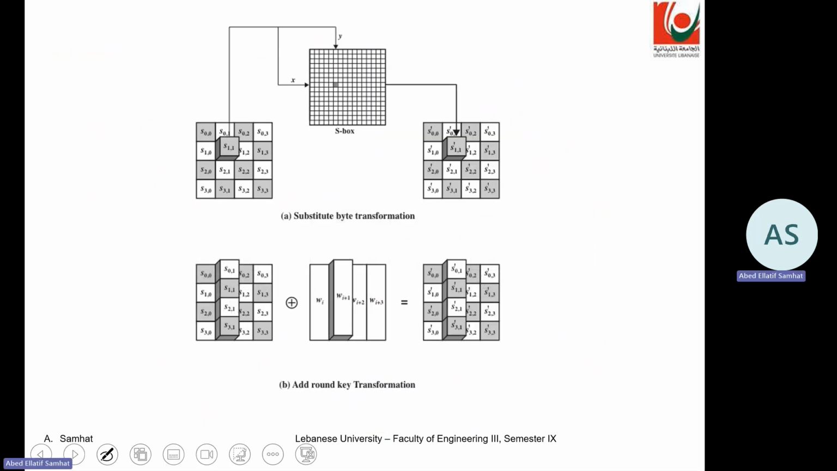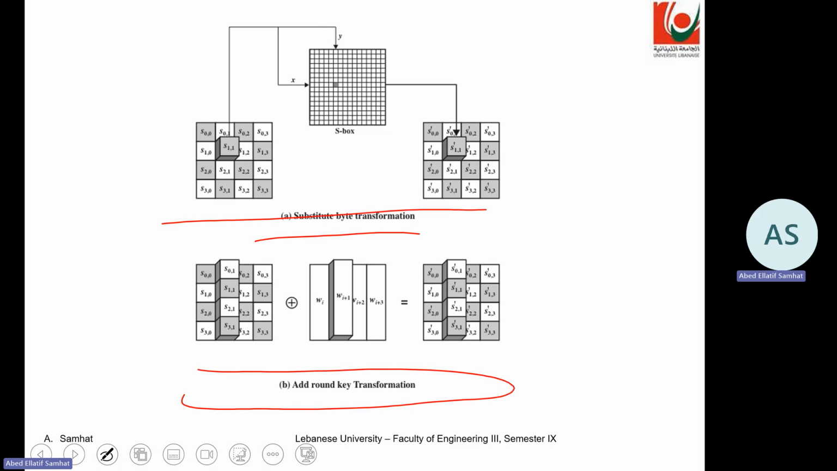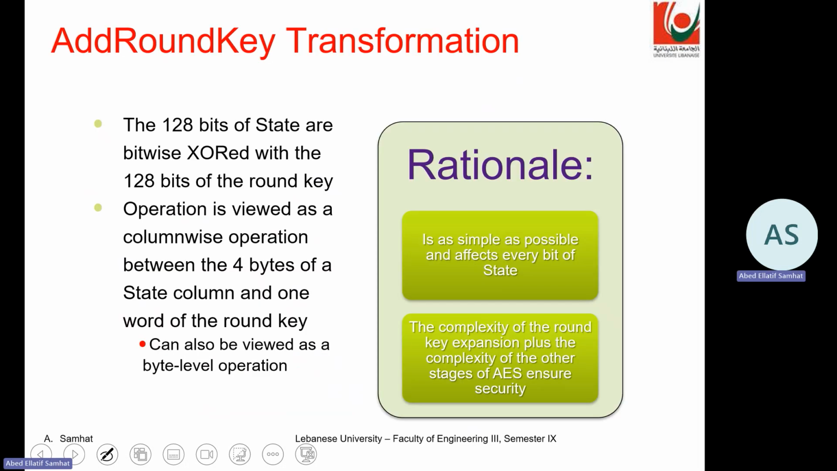So this is typically the substitute byte transformation. We already presented this, and this here is the add key round. Okay, this is an illustration. The importance of the add key round is that it's simple because it's just a kind of XOR. This operation is viewed as a column-wise operation between the 4 bytes of the state column and the 1 word of the round key, and it's a byte level operation.